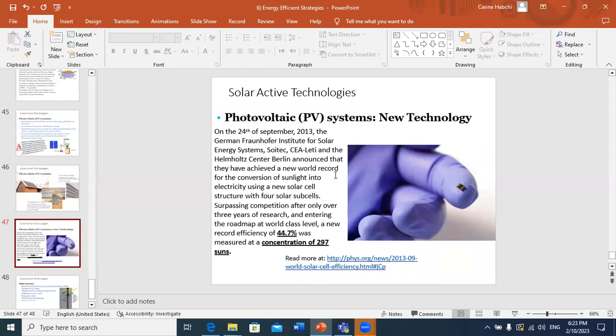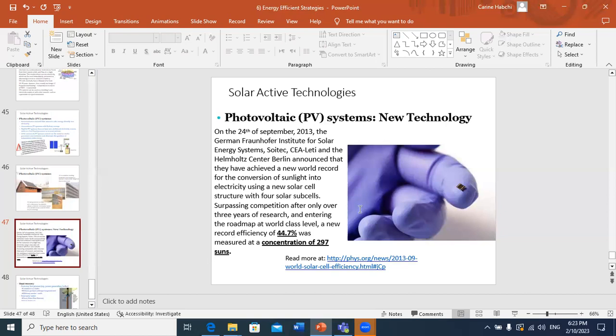Some information about this important technology. On the 24th of September 2013, the German Institute for Solar Energy Systems announced that they had achieved a new world record for the conversion of sunlight into electricity using a new solar cell structure with 4 solar subcells, surpassing competition after only over 3 years of research and entering the roadmap at a world-class level. A new record efficiency of 44.7% was measured at a concentration of 297 suns.